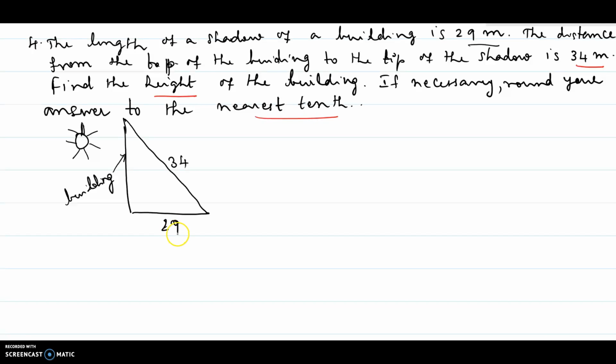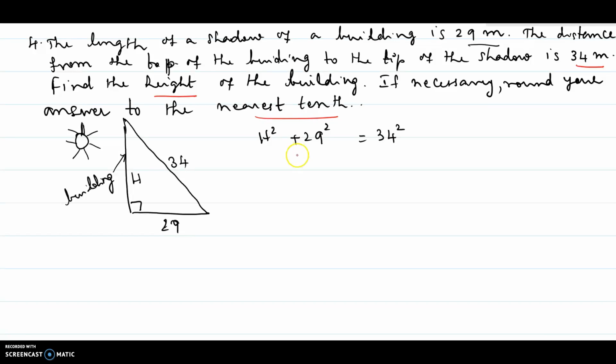29 is the length of the shadow. 34 is the distance from the top of the building to the tip of the shadow. It's asking the height of the building. So let's set up an equation using the Pythagorean identity. The triangle is a right triangle. So h squared plus 29 squared equals 34 squared.